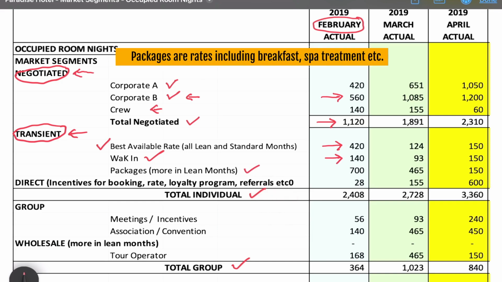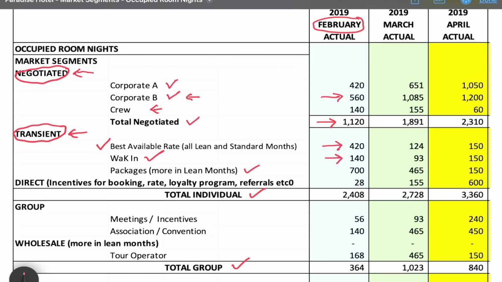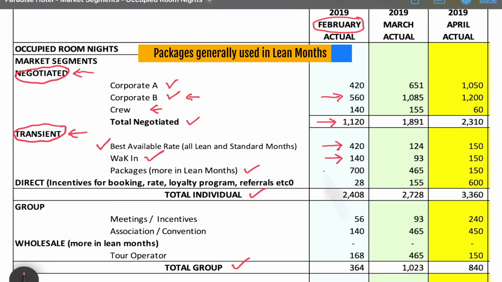Packages are actually offered to ensure that the hotel can increase its occupancy. And packages a lot of times throw in a breakfast, or if the hotel has a spa, it can have a spa treatment thrown in. And packages are generally used in the lean months. As you notice in February, which is a lean month, packages contribute a huge chunk of the market segments.